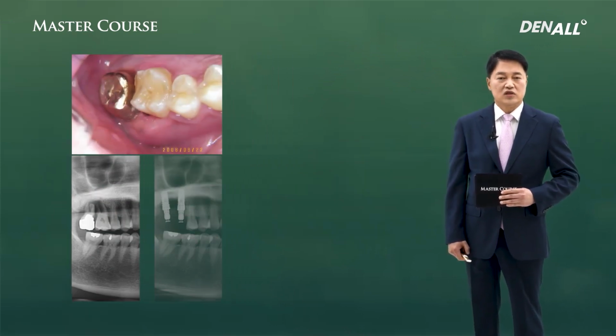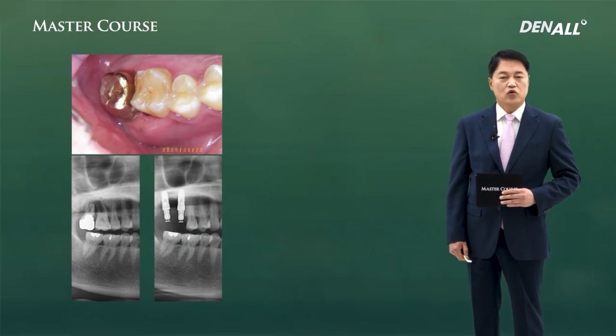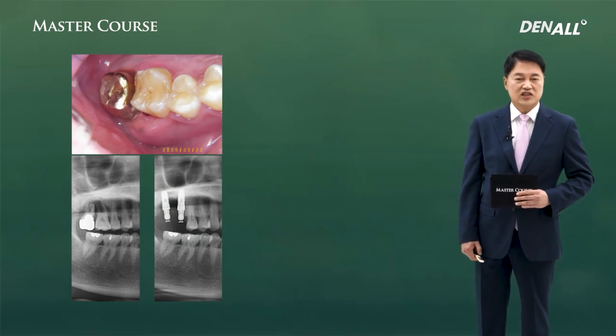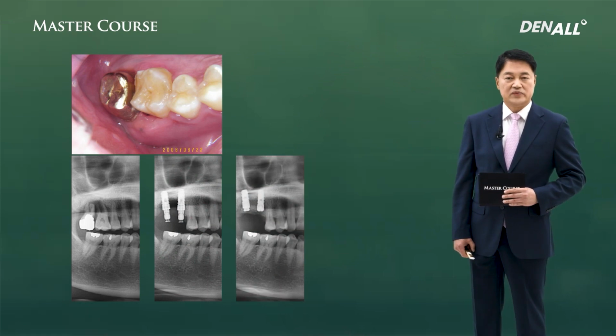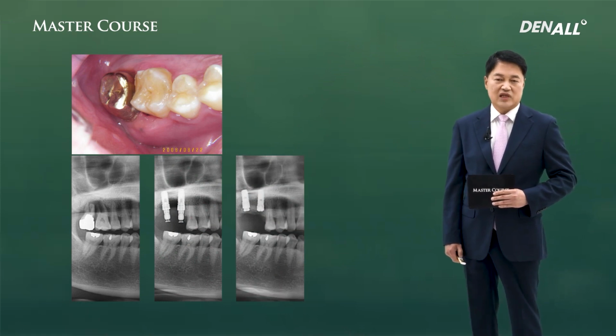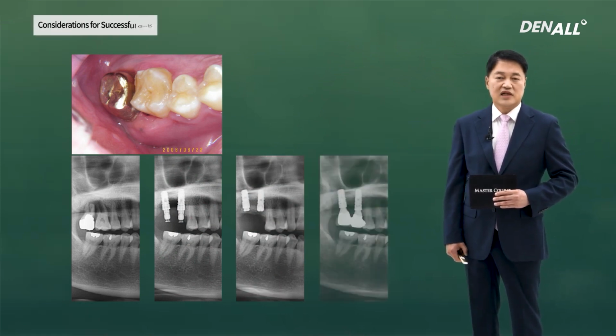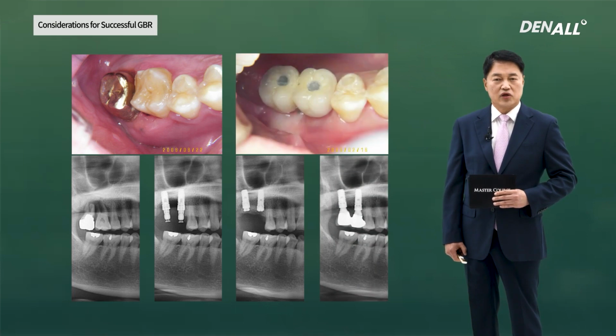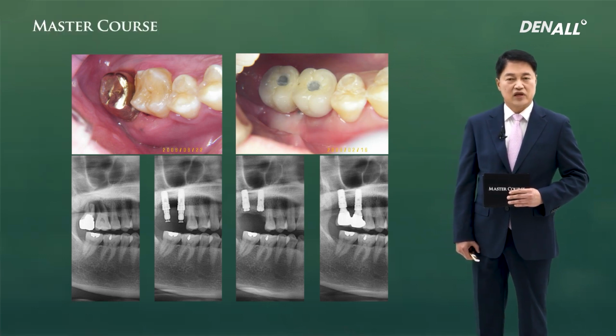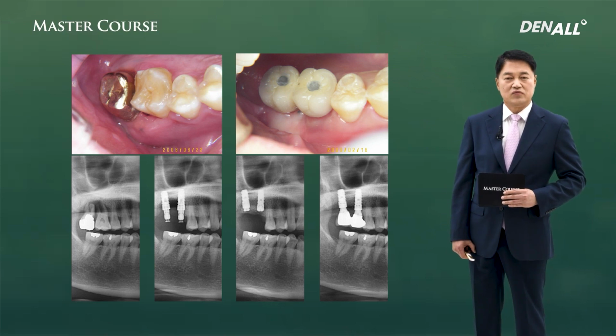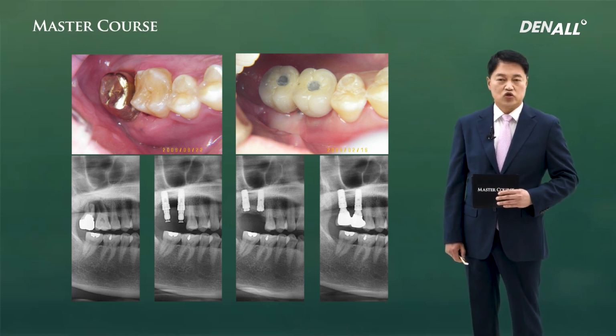After extraction, 2 implants were placed and this is before GBR. After that, this is the image. Healing was done nicely and the X-ray and clinical image show prosthesis completion. After extraction, if you do appropriate GBR, you can get nice implant results.